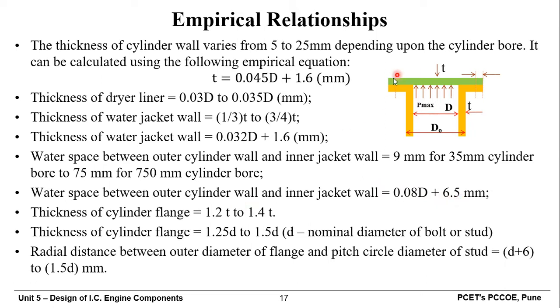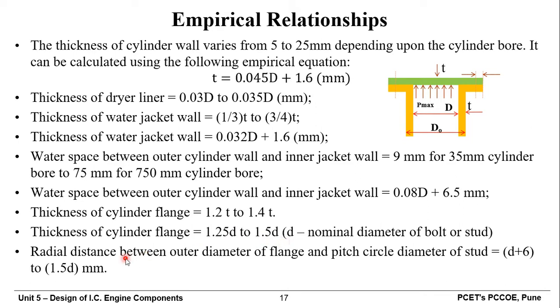Then you can see in the figure that the cylinder and the cylinder head are connected, and for connecting these two, flanges are used. So we need to estimate the dimensions of the flange as well. The thickness of the cylinder flange is generally 1.2 times T to 1.4 times T. Again, the thickness of the cylinder flange is also expressed in terms of the nominal diameter of the bolt or stud. So it is 1.25 times D to 1.5 times D.